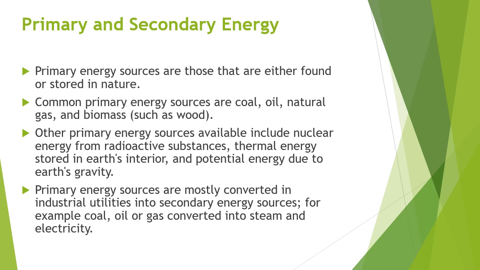So, coal, oil, or gas are the primary energy, and when they're converted into different forms like steam and electricity, steam and electricity are the secondary energy. So, this is the difference between primary energy and secondary energy, and also the examples of each of them. For primary energy, you have coal, oil, natural gas, biomass. For secondary energy, you have steam, electricity, etc. These are important points that you must remember, friends, as far as the example is concerned.